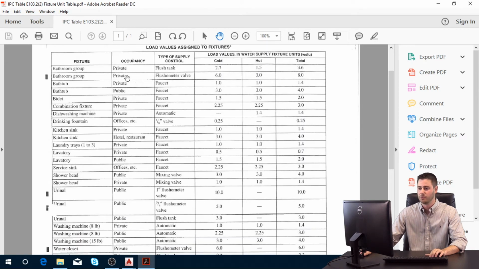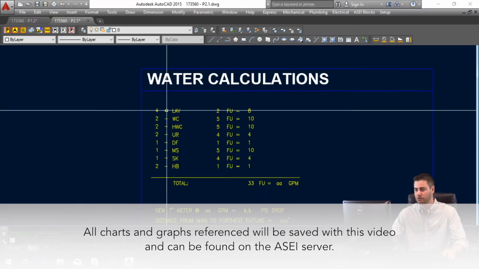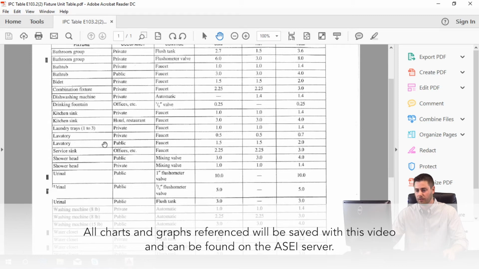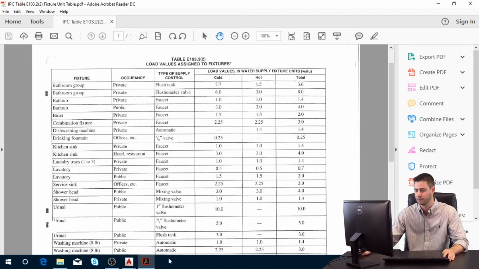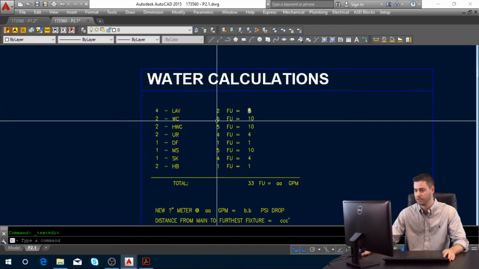So it's important to look between public and private. For any residential project, you will use the private fixture unit type. For any commercial project, you use the public fixture unit values. So we'll go back to our water calc. You see 4 lavatories. You'll find lavatory, public, because this is commercial, you'll show 2 total fixture units here. We already have that put in. 4 times 2 equals 8.